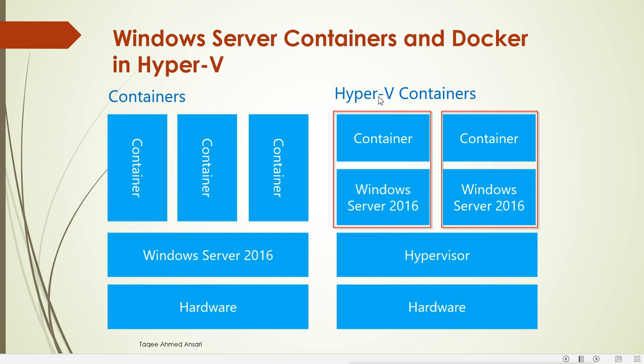On the other hand, when we have a Hyper-V container, what does that mean? We actually use a virtual machine, that means the hypervisor will be there on the hardware. We install Hyper-V, and on Hyper-V we create a virtual machine like Windows Server 2016, and in that virtual machine we create a container. So one virtual machine for one container, another virtual machine for another container.